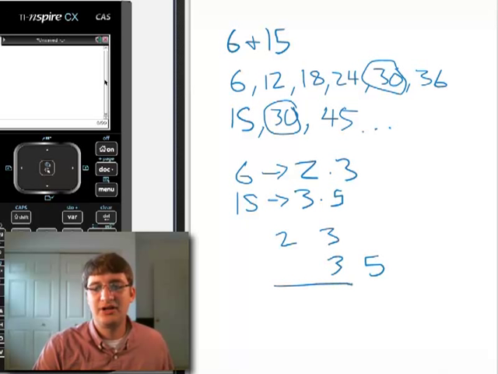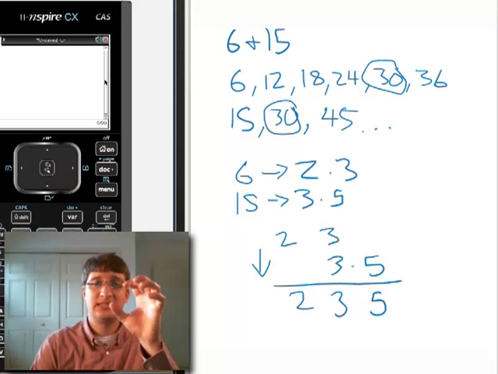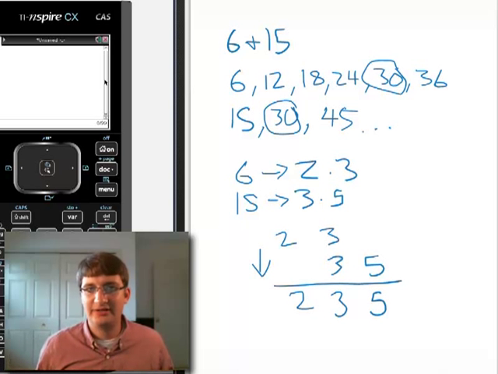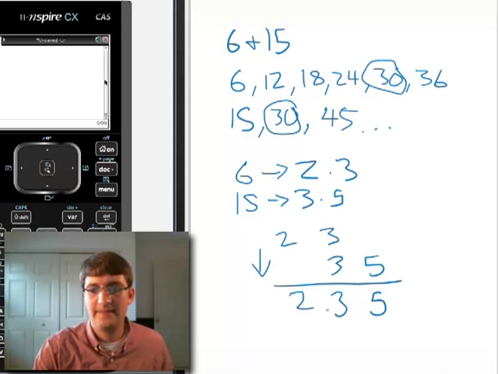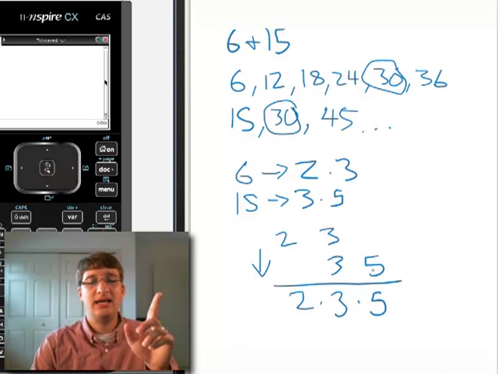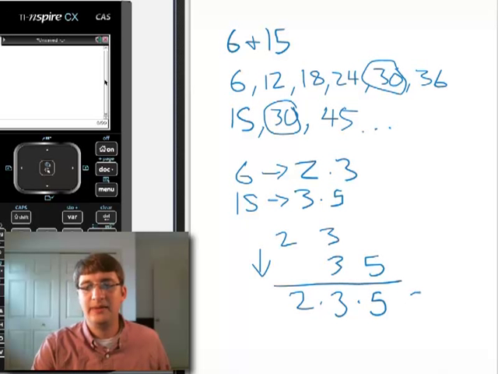The next step to this trick is to just drop down all of the factors. So 2, 3, and 5. I don't list 3 more than once because, again, of that shared factor, that matching factor. So I don't have to list the 3 more than once, okay? Then what you do is you multiply the 2, the 3, the 5 together, and that will tell you what your common multiple is, okay?